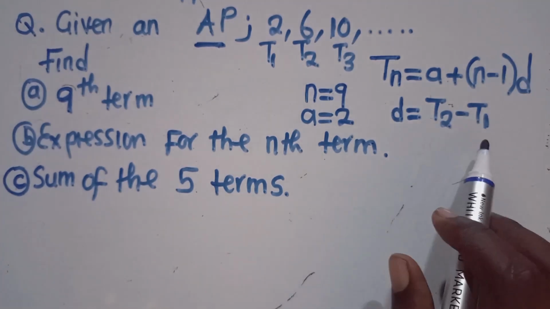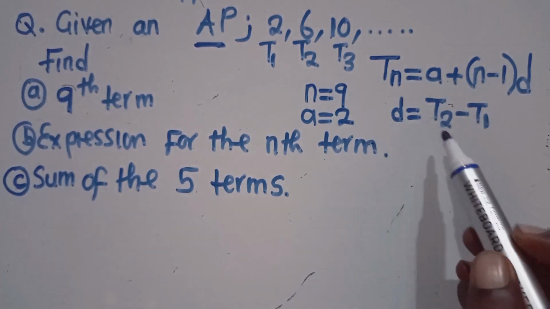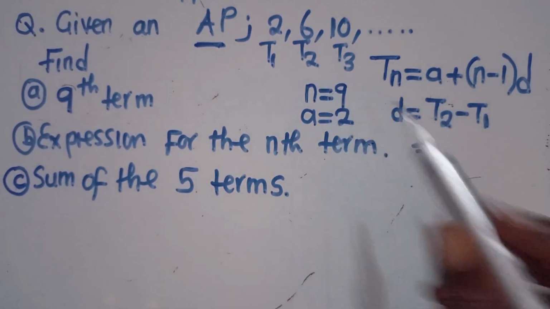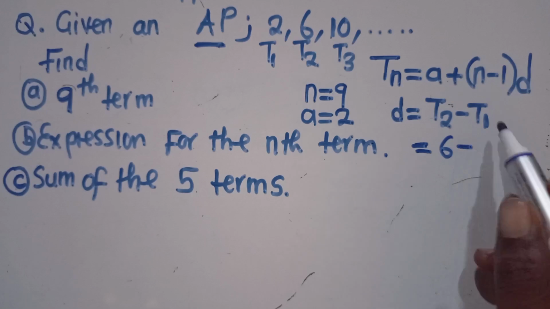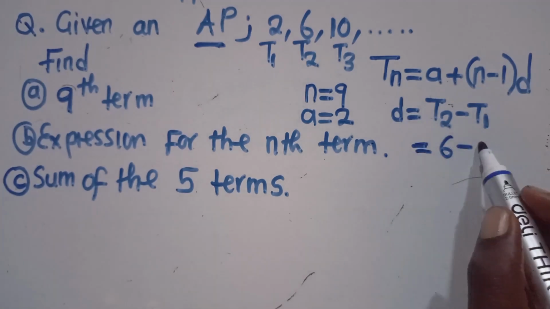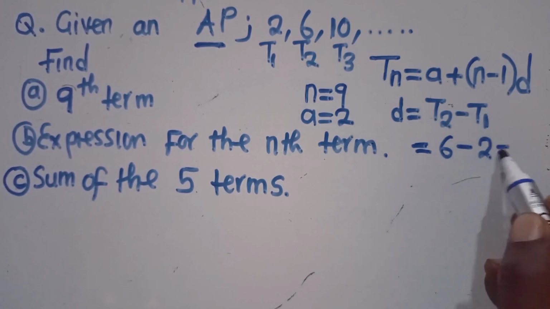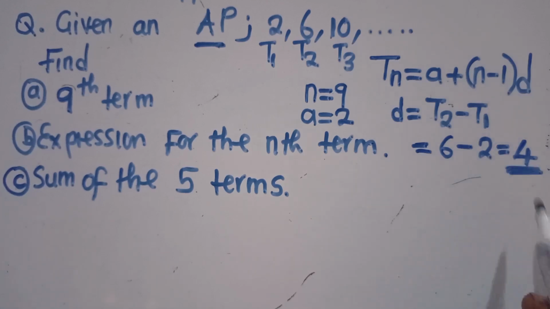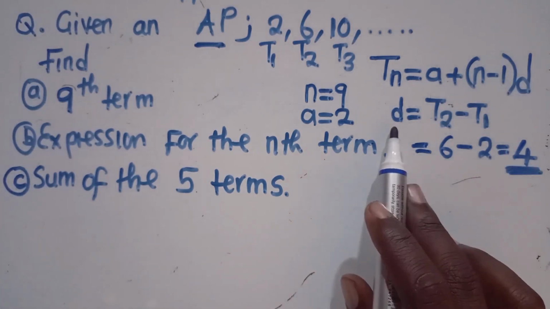So how can you answer this particular question? We just now substitute where we say this is equal to, what is T2? 6 minus T1, which is the first term. What is the first term? The first term is 2. You do this. Then finally, you've got your answer. 6 minus 2, you get a 4. So meaning that this is your common difference. That is the d that is there.